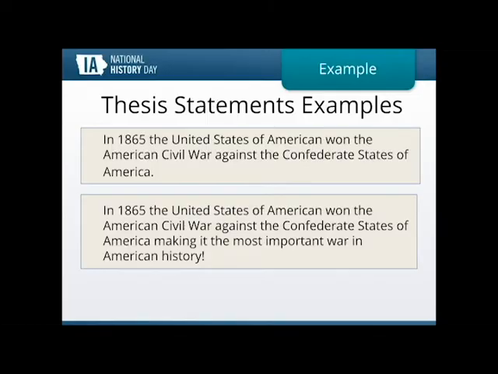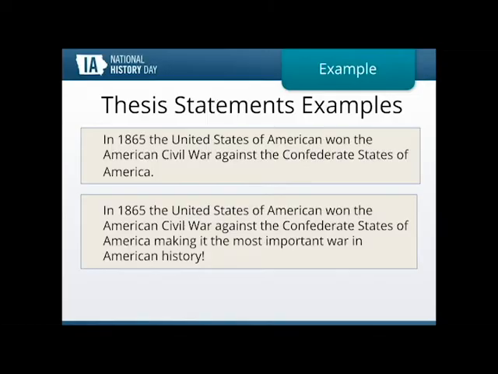What happened during the Civil War that they won? I want you to focus on something a little bit more specific. And significance: why is it important that the United States of America won this American Civil War? The student's argument is instead more of a personal opinion, and you want to stay away from personal opinions. We want to make sure that what we're sharing as our argument or our claim, we can prove with our research. How can you prove that it's the most important war in American history?